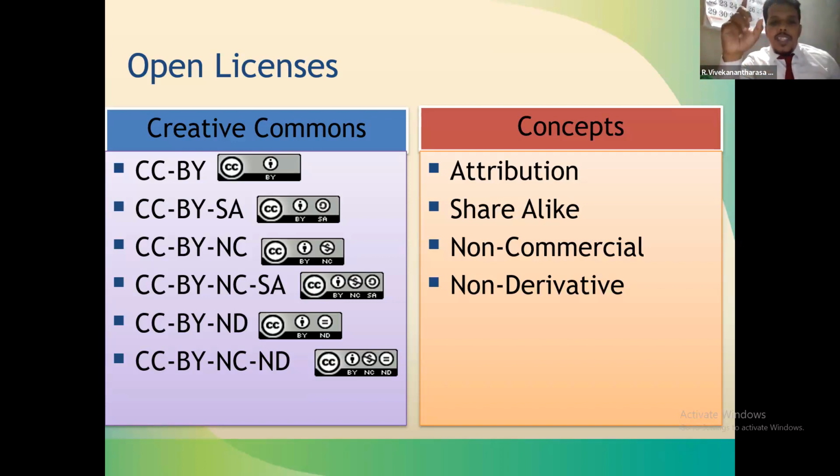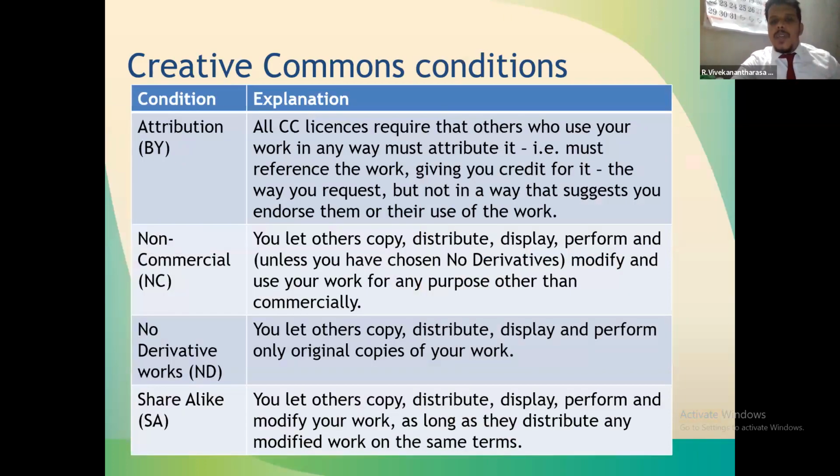So CC BY is the best Creative Commons. The second is CC BY SA. The third one is CC BY NC, then CC BY NC SA, CC BY ND, and finally CC BY NC ND. So these are all Creative Commons licenses to consider in finding OER materials to do research. The concepts are connected with attribution, share alike, non-commercial and non-derivatives. These are the main concepts, so I will explain one by one based on the time that you have given to me.